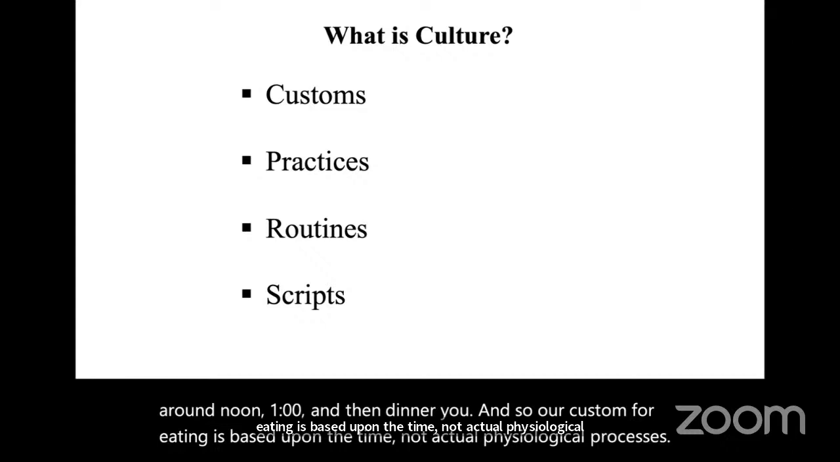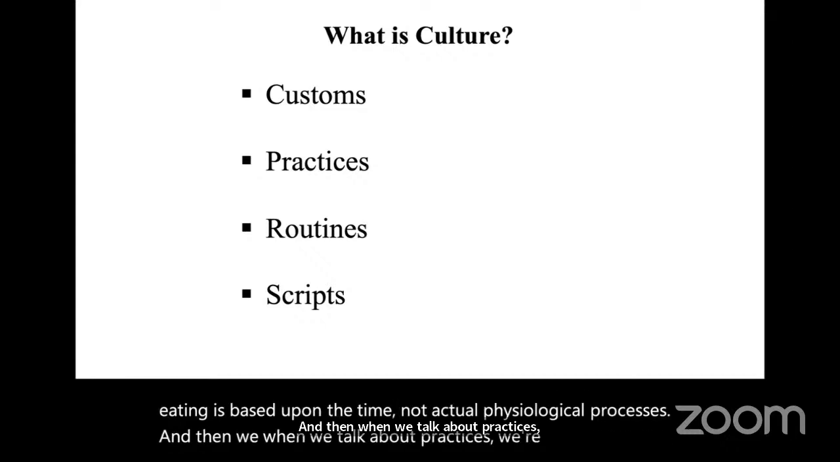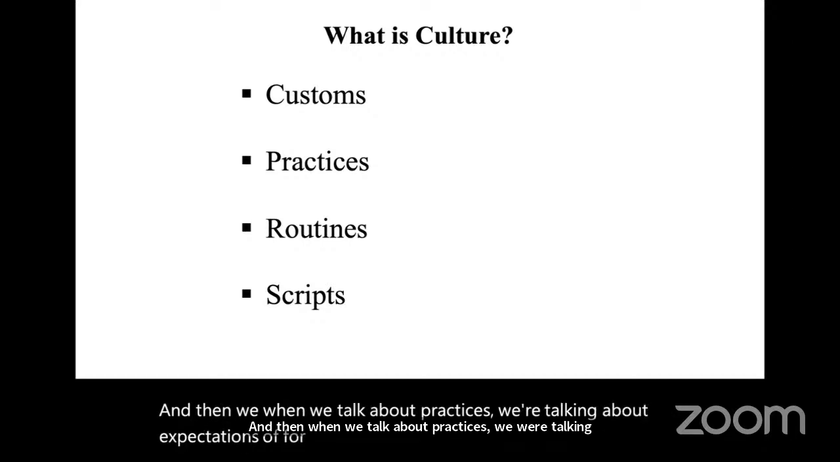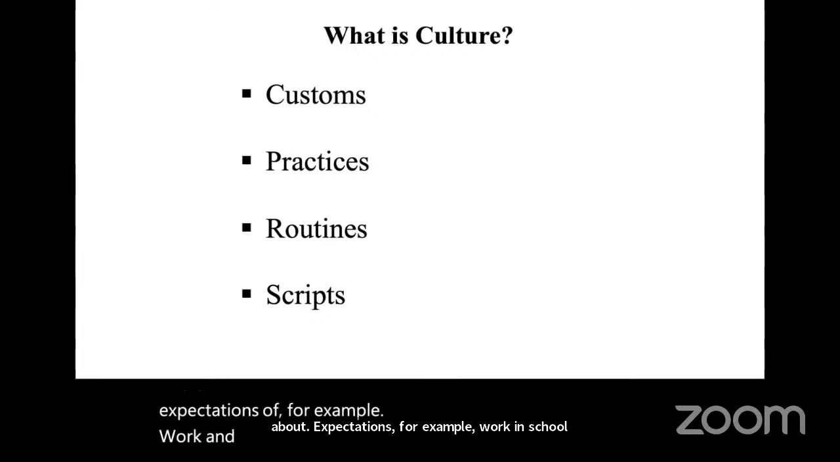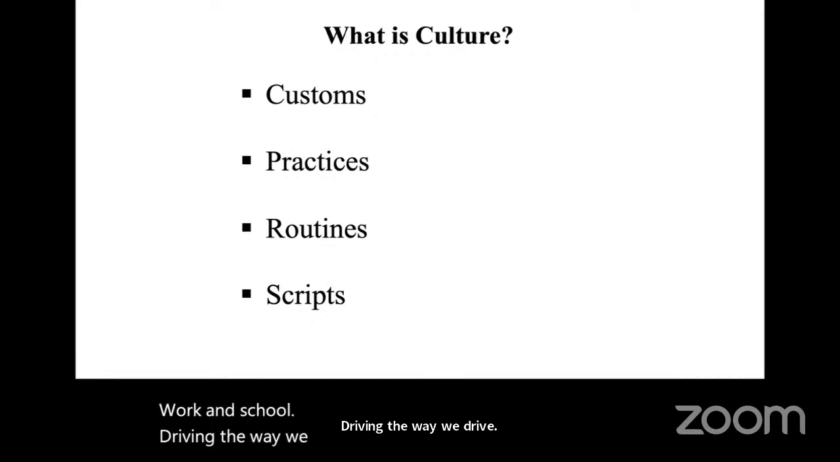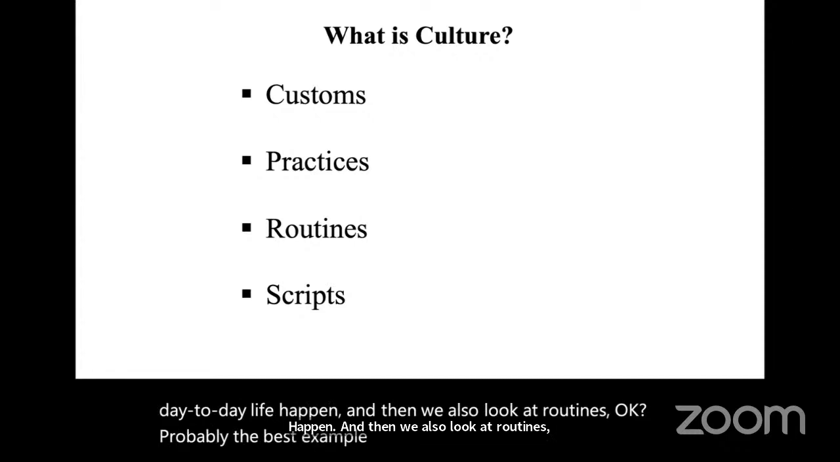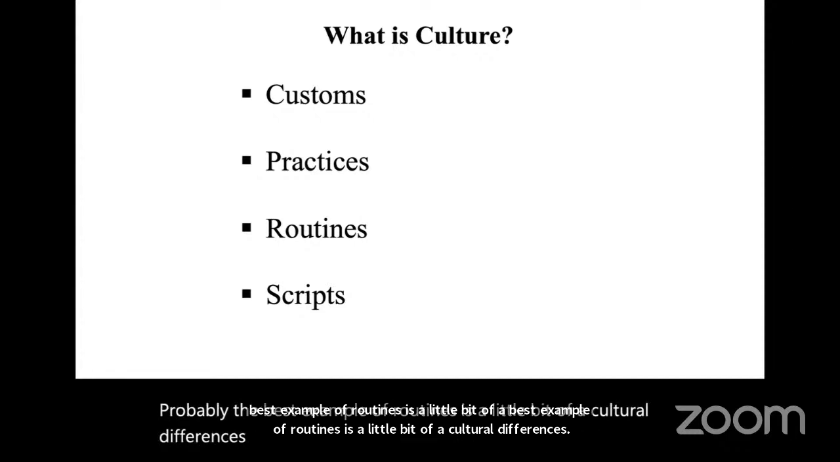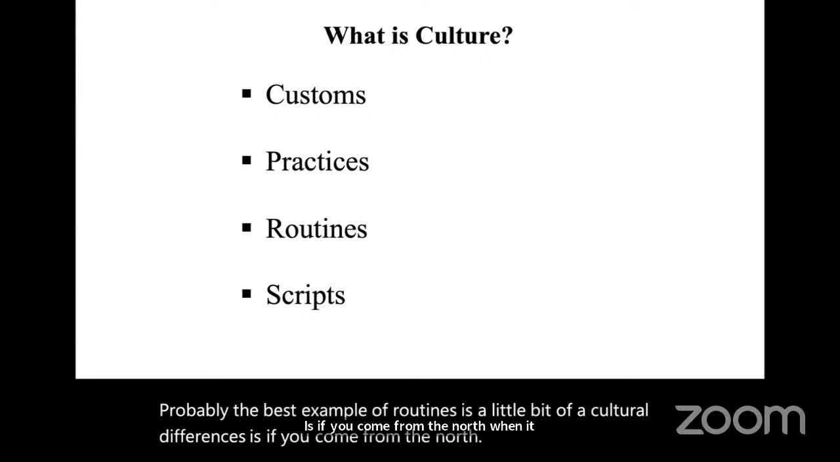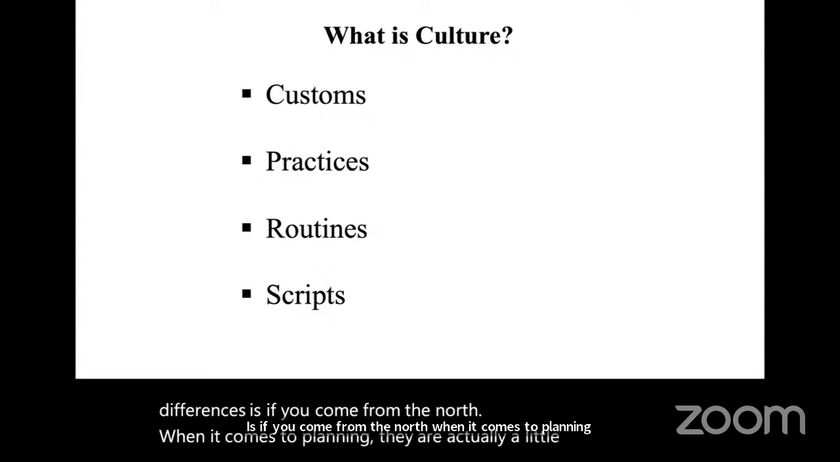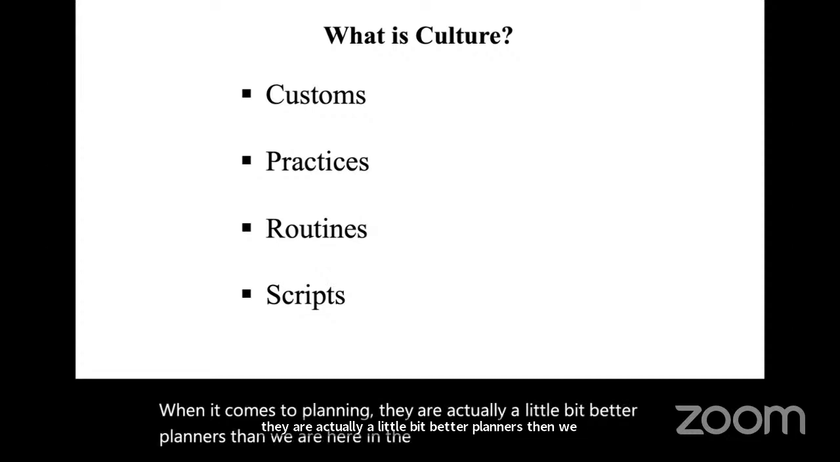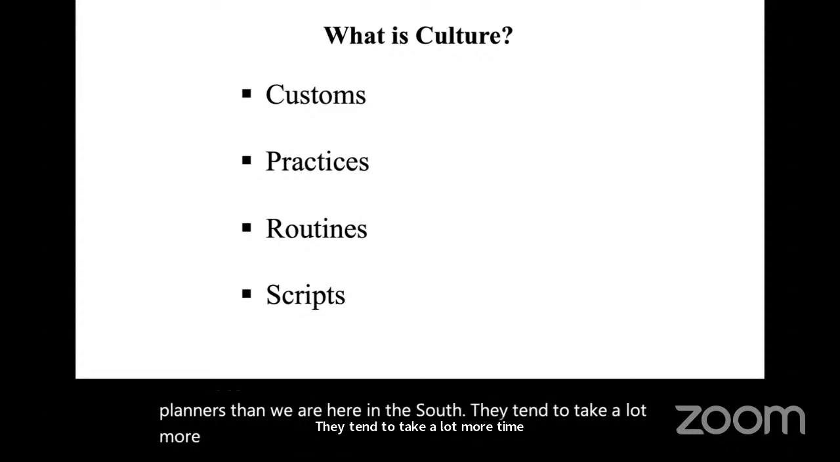And when we talk about practices, we're talking about expectations of, for example, work and school, the way we drive, all of those practices that make day-to-day life happen. Then we also look at routines. Probably the best example of routines, and of cultural differences, is that if you come from the north, they are actually a little bit better planners than we are here in the south. They tend to take a lot more time to make sure that the directions are clear, that things happen in a certain way.